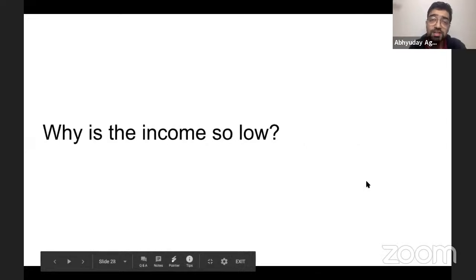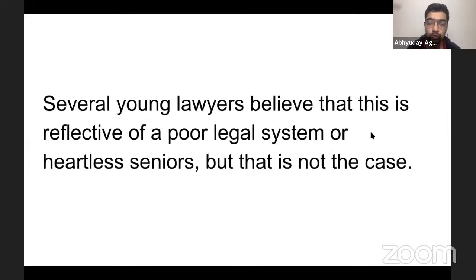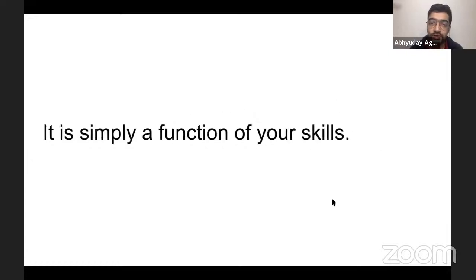Now, the question is, why is the income so low? It's very easy to spin this around into something like, seniors should pay more, they are not paying us. But I don't agree with just making a righteous moral claim there. Several young lawyers believe that this is reflective of a poor legal system, our culture is bad, or seniors are bad, or they don't have a heart. But that's not really the case.